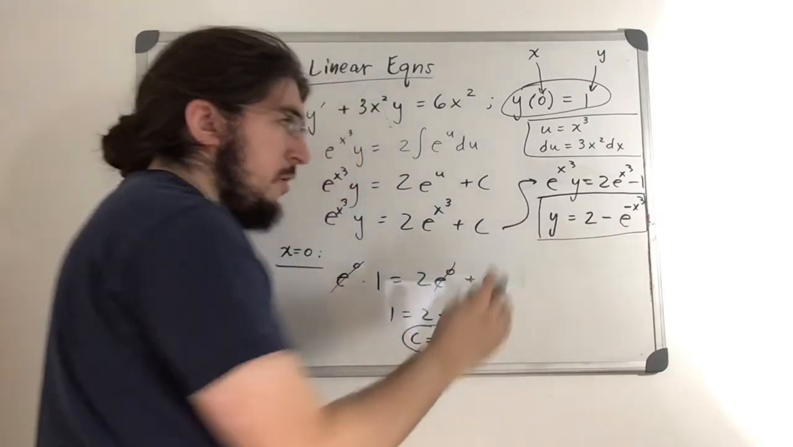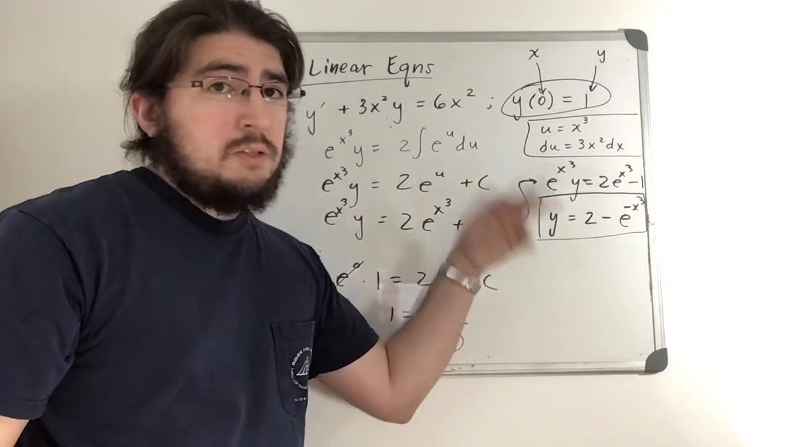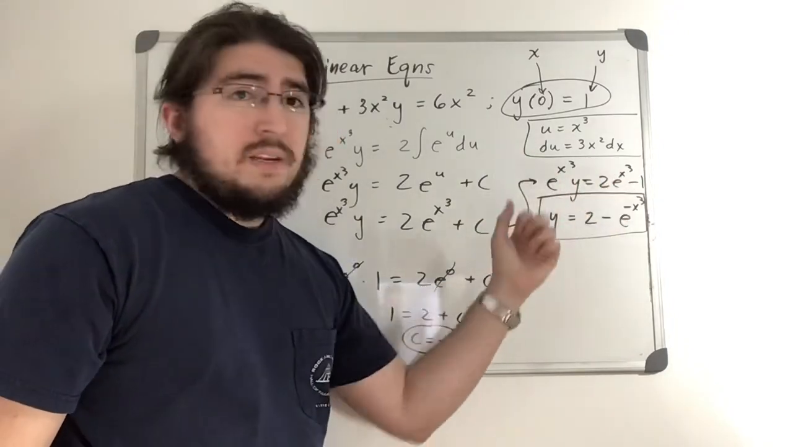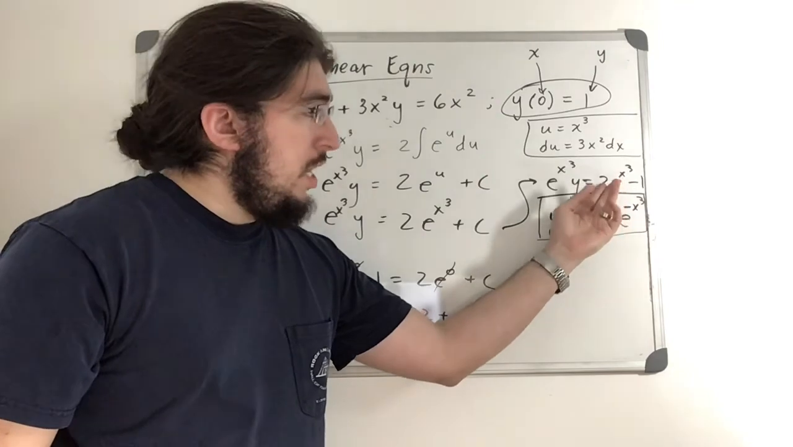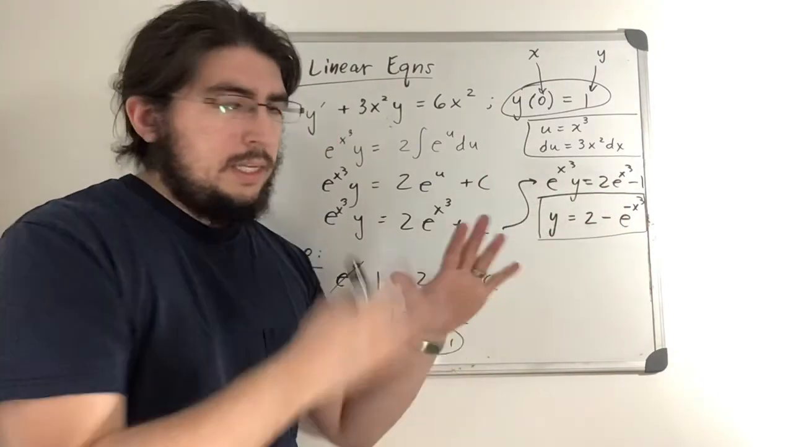Now let's see if we agree with me. When you divide both sides by e to the x cubed, on the left they cancel, you just get y. On the right, you have to divide it into each of these terms. Here, for the first term, you lose the e to the x cubed and it's just 2. Right? It makes sense they cancel.